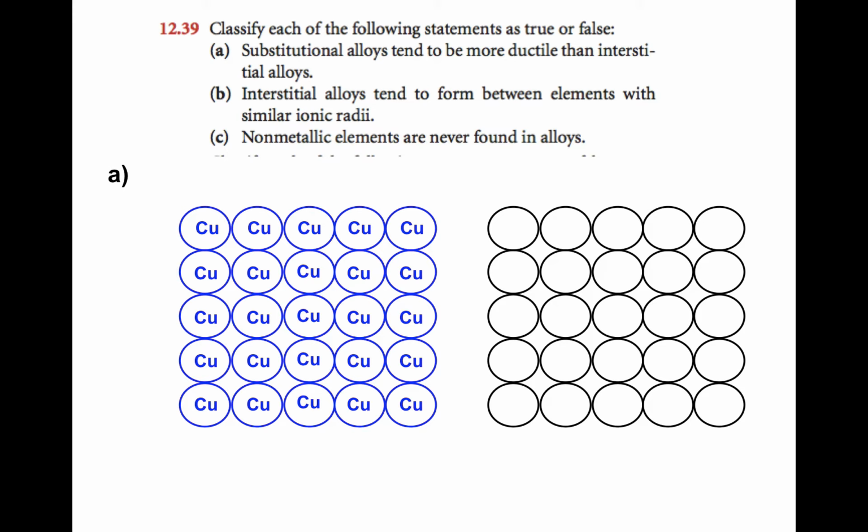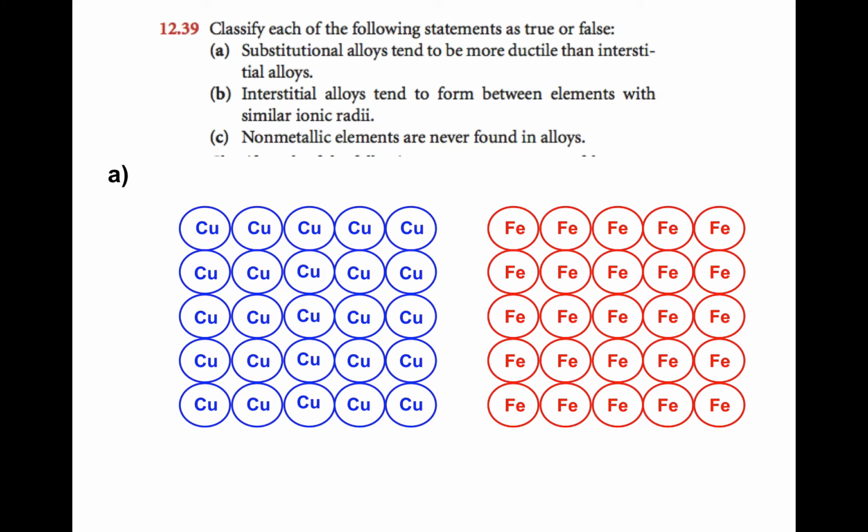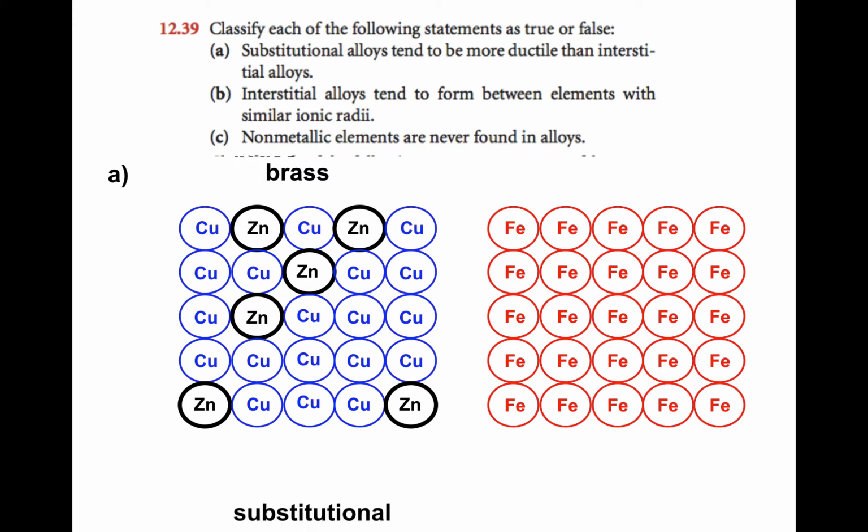So if I have copper metal, and I take copper atoms out of this crystal and substitute in zincs, this would be an example of a substitutional alloy, something like brass. Where I need atoms about the same size in order to achieve this, right? And I substitute, literally, some of the atoms out of the crystal for other metal atoms.